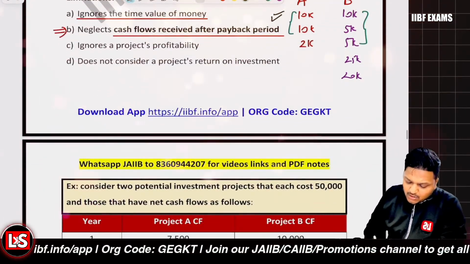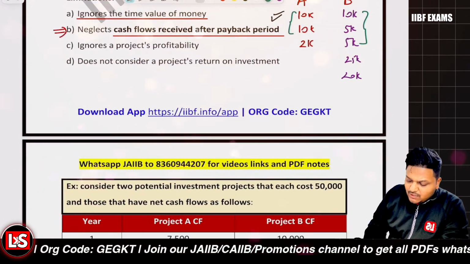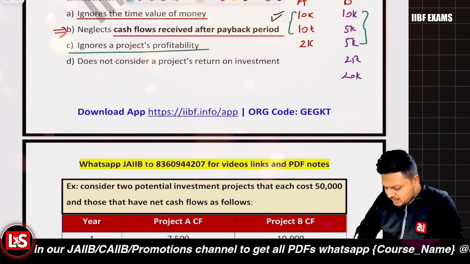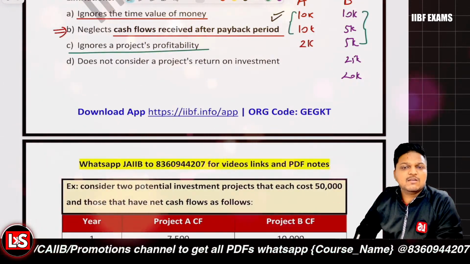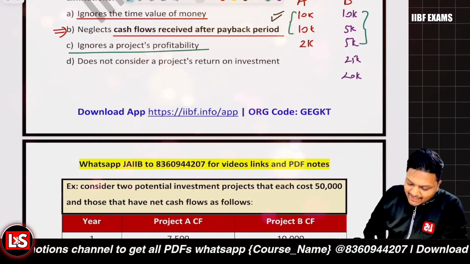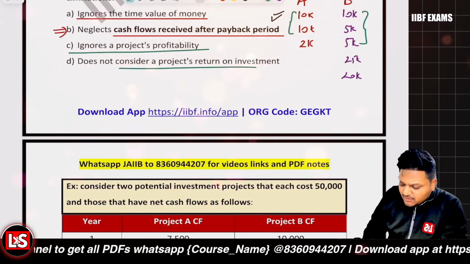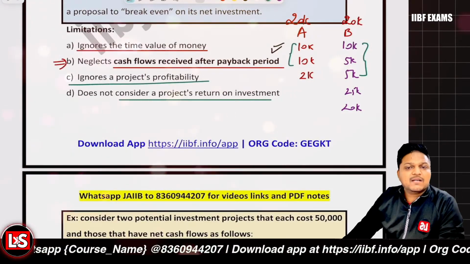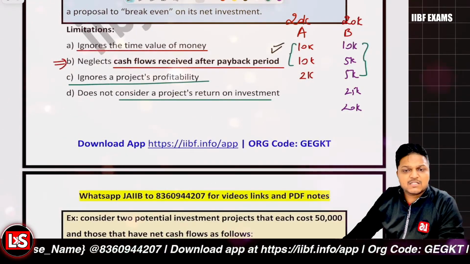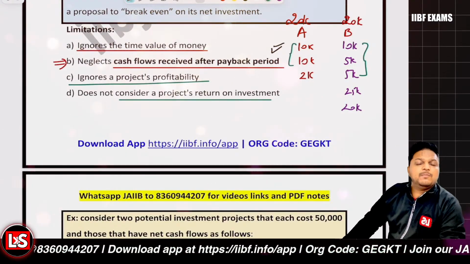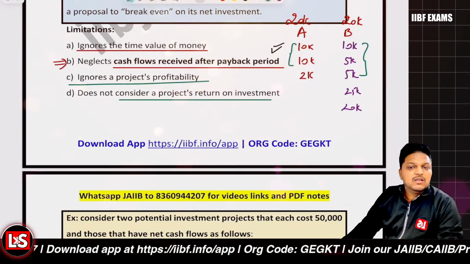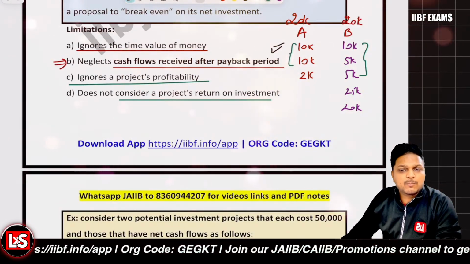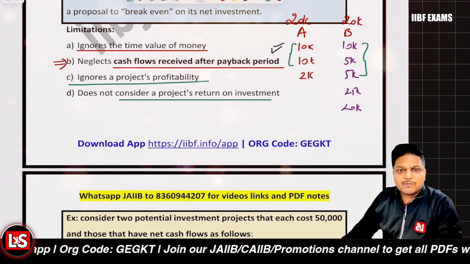And it also ignores the project profitability. We are not looking into the profitability. We are just looking at when we will receive our initial investment amount, that's it. And it is not considering the project's return on the investment. So it is ignoring the majority of parts. We are not looking into the time value of money, and it is not covering the cash flows after the payback period. It's not looking into the profitability. It is not considering the project's return on investment.